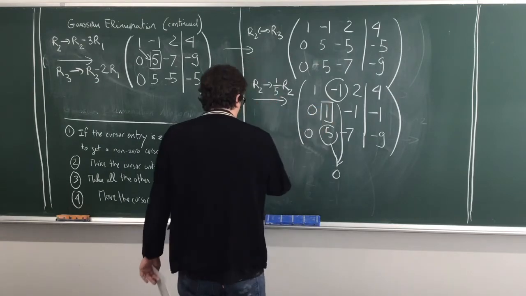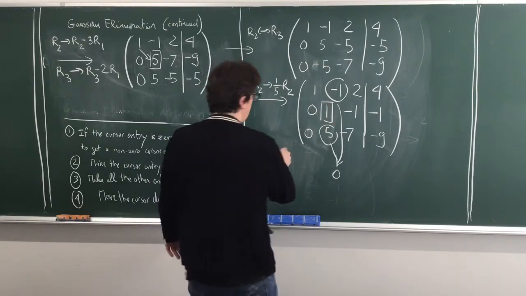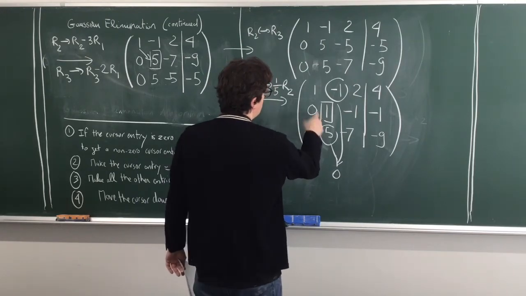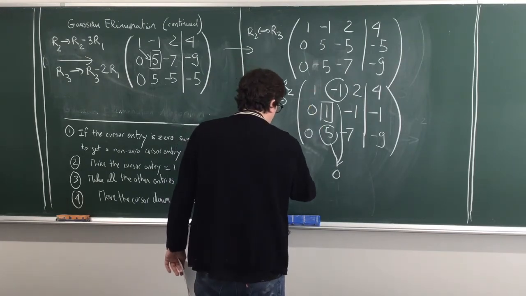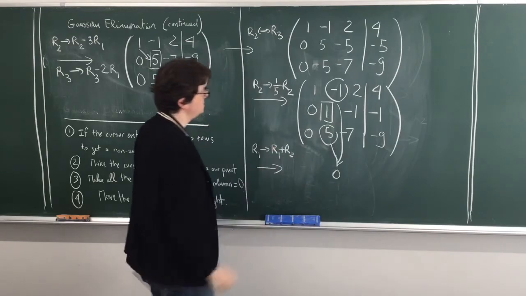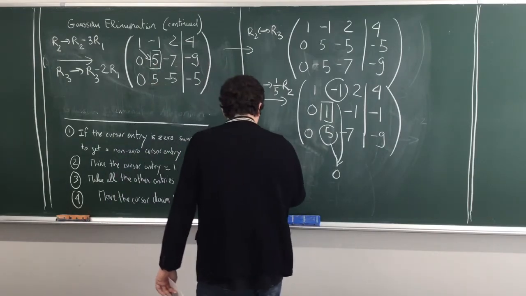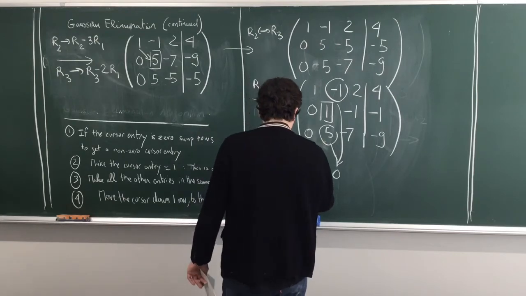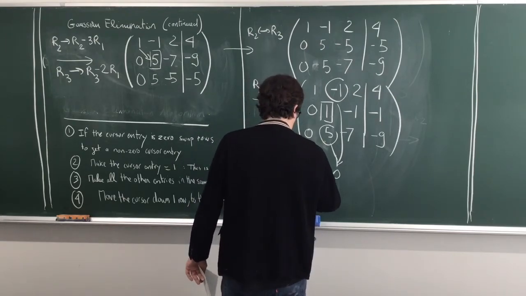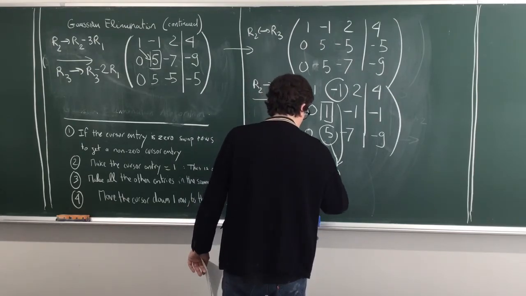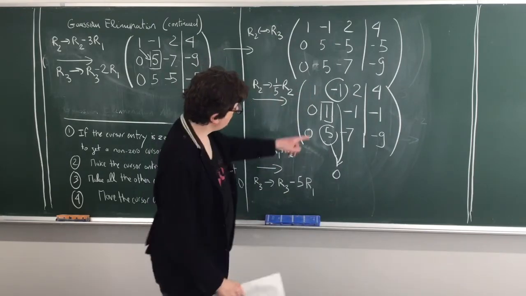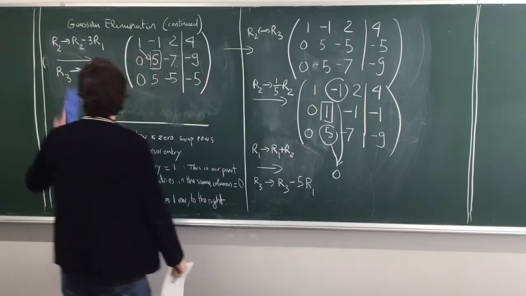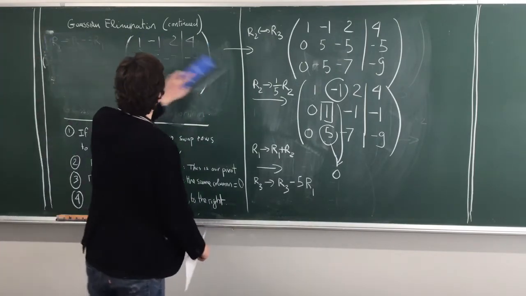First, I will transform row 1, okay? I do row 1 plus row 2. This will be enough to cancel out this entry. And row 3 will be transformed to row 3 minus 5 row 1. Therefore, I will get 5 minus 5 equals 0. Okay, if I do that, what do I get?